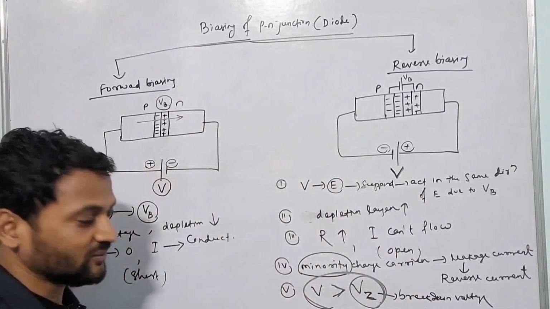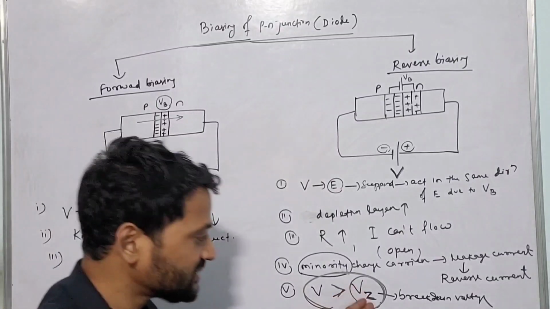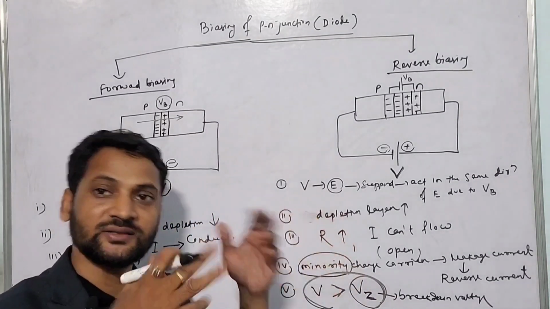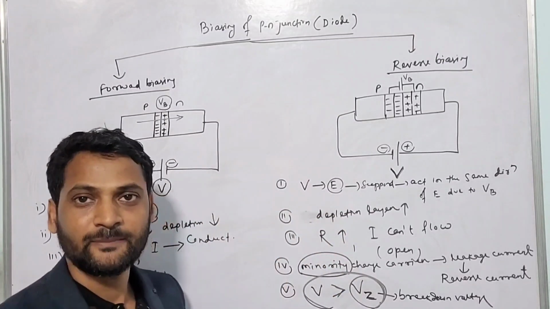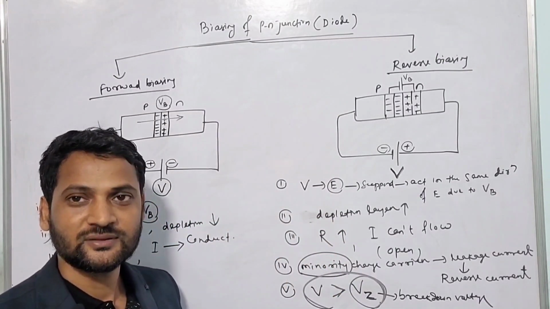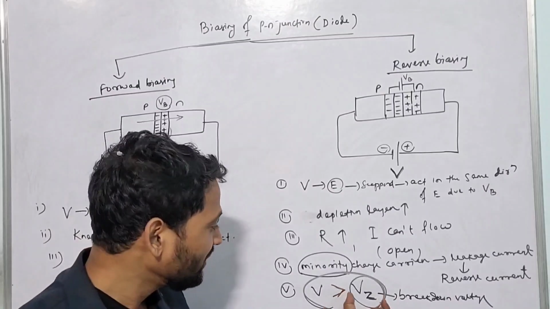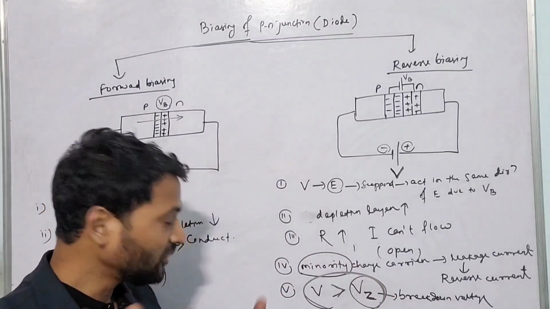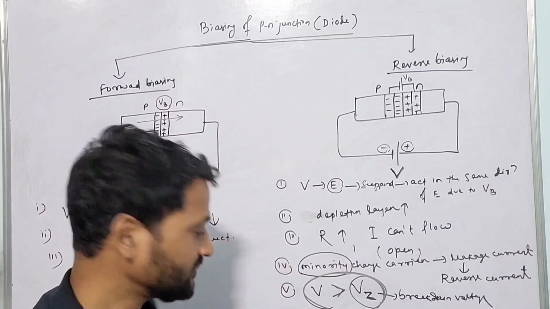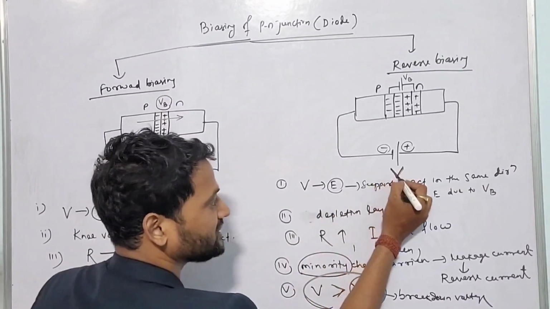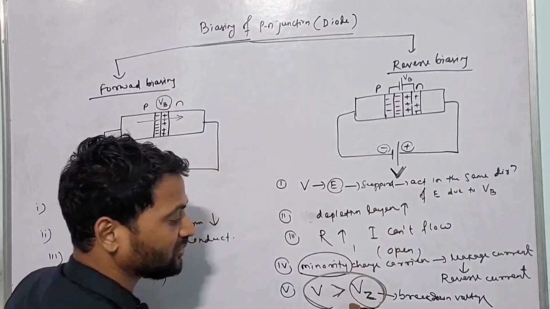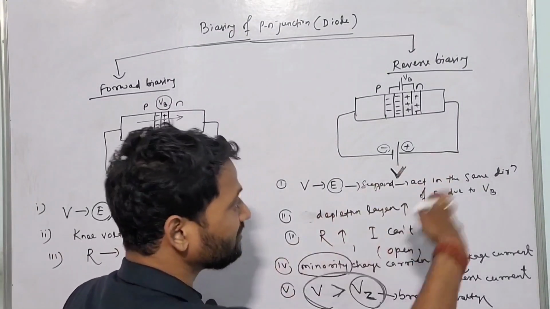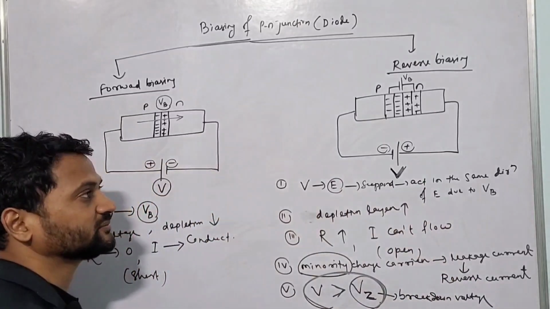Are you getting my point? What is the role of VZ? VZ is the maximum voltage, or the breakdown voltage. It will help to break the existing covalent bonds. Understood? So due to VZ, we can get more minority charge carriers. That means if the negative supply voltage is more than VZ, we can get more minority charge carriers.